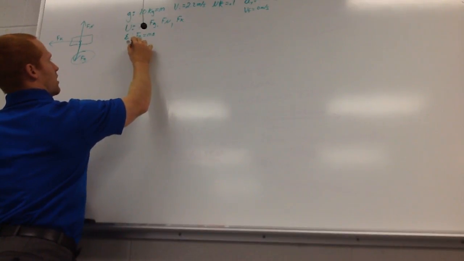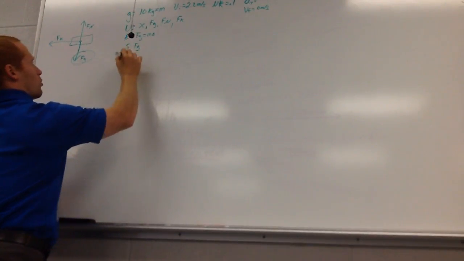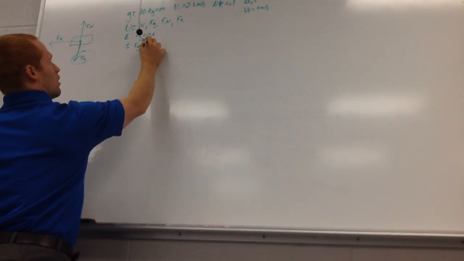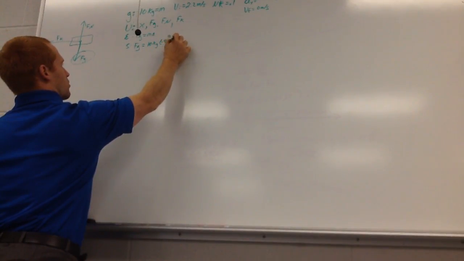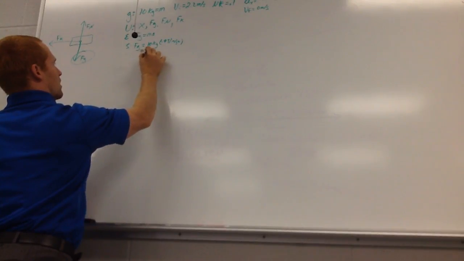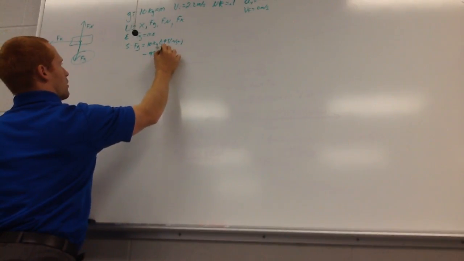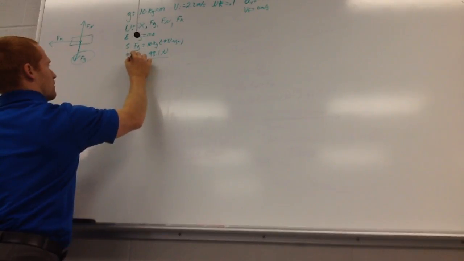The equation I'm going to use for Fg is mass times acceleration. When I substitute, I'll take 10 kilograms times negative 9.81 meters per second squared. This will give me negative 98.1 newtons. So this is our Fg.